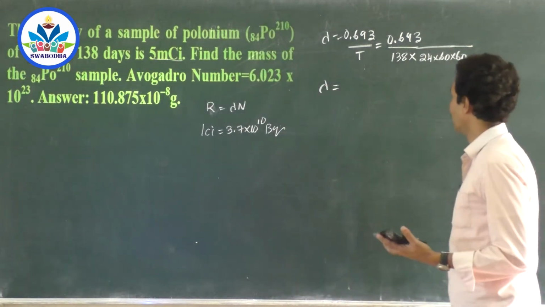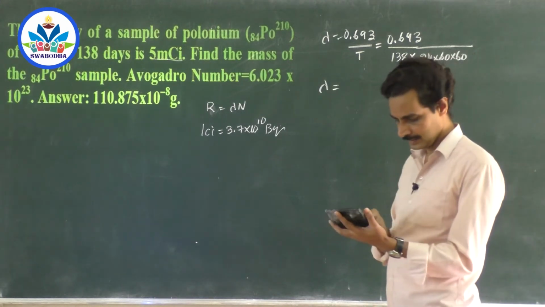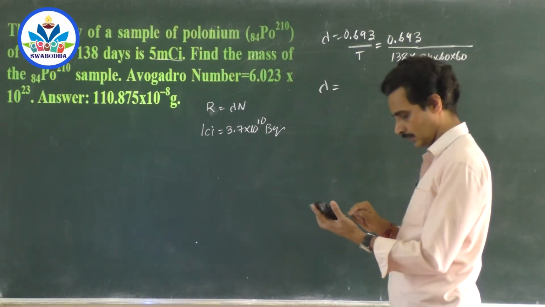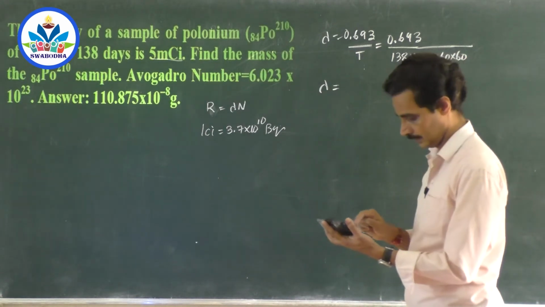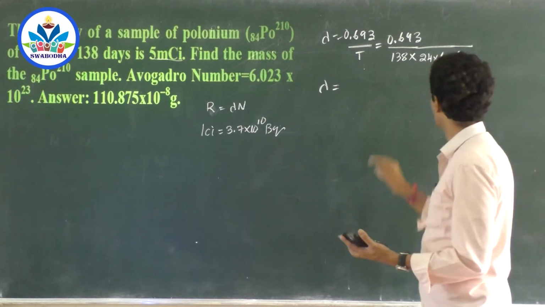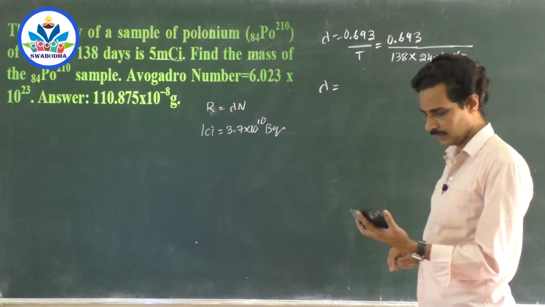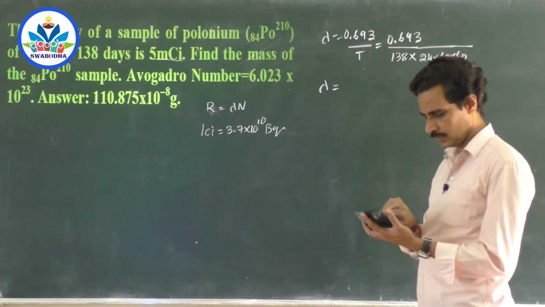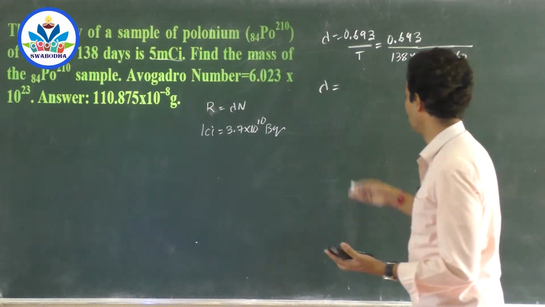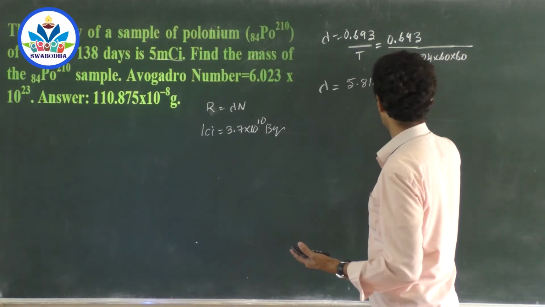Okay, what is lambda? In SI system, 24 hours, 60 minutes, 60 seconds. So 0.693 divided by 138 days, divided by 24 hours, divided by 3600. That is equal to, so you get a very small number. It is 5.812 into 10 to the power minus 8.